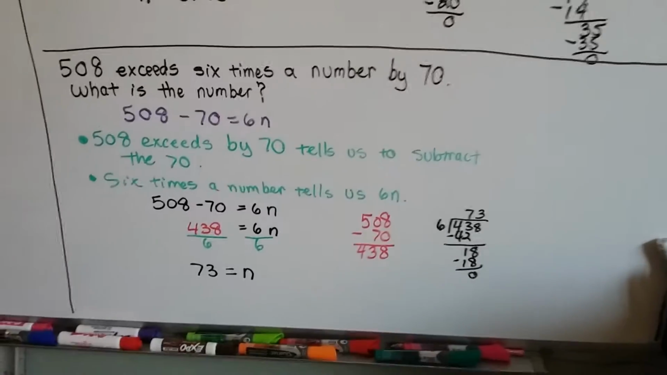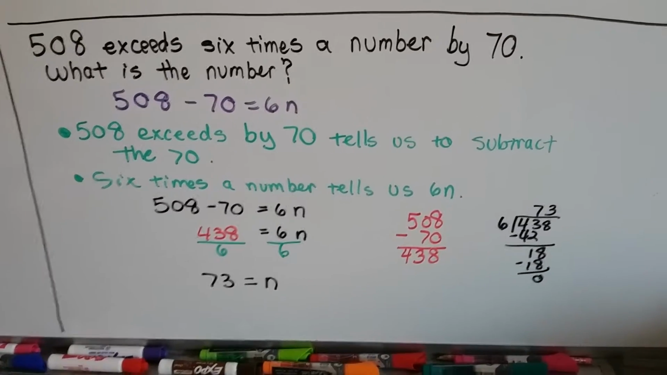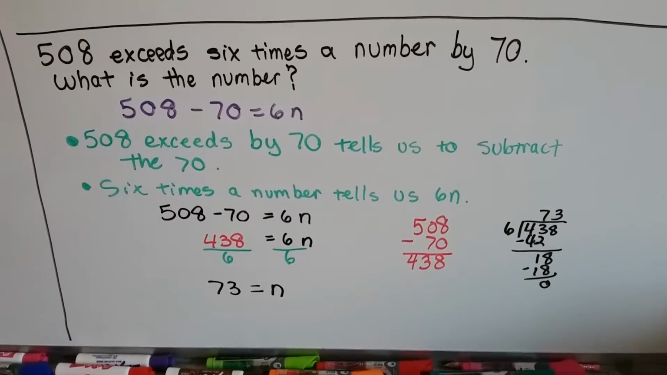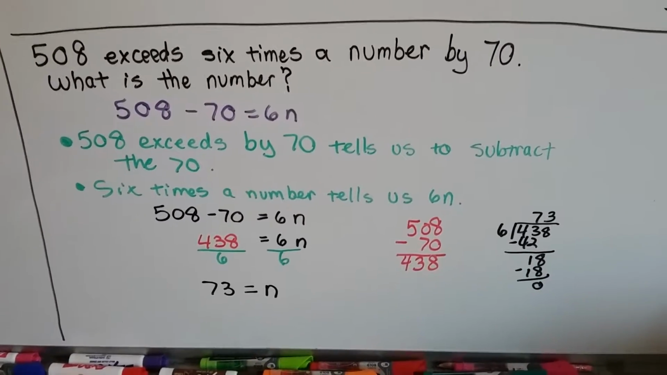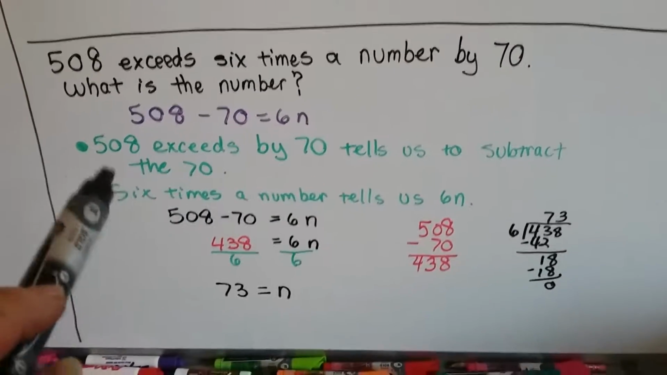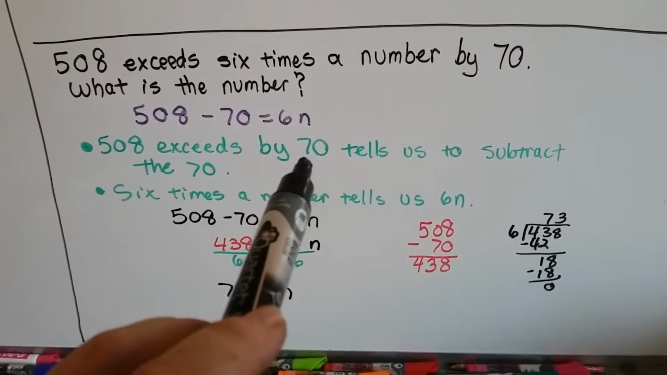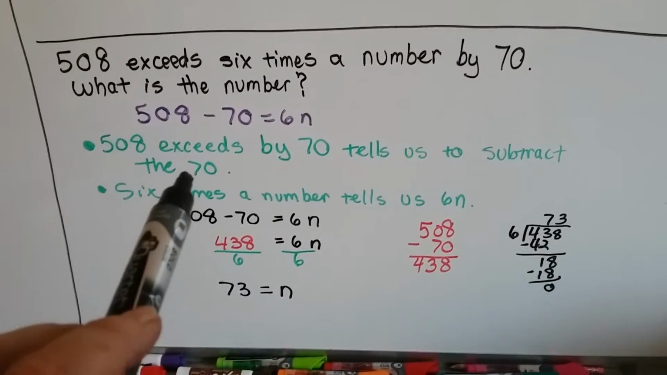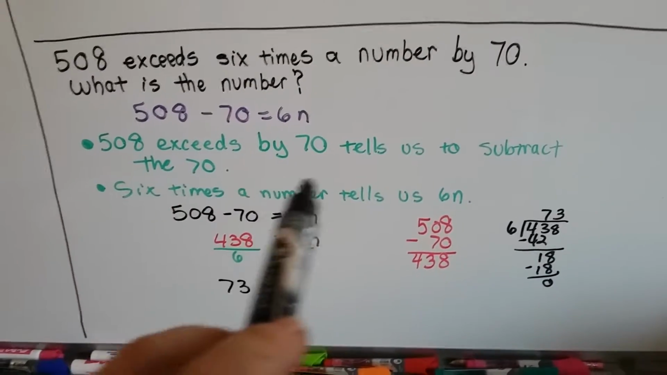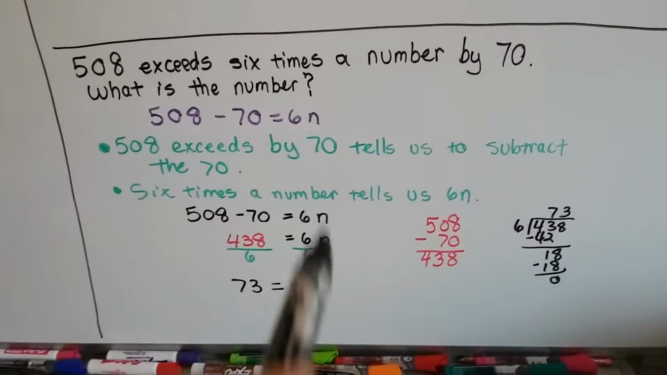Okay, here's our last one. This one's a little tougher, okay? 508 exceeds 6 times a number by 70. What is the number? I got 508 minus 70 equals 6n. So here's how I did it. 508 exceeds something by 70. So that tells us that we need to subtract the 70. So I got 508 minus the 70. 6 times a number tells us 6n. So it's 508 minus 70 equals 6n.